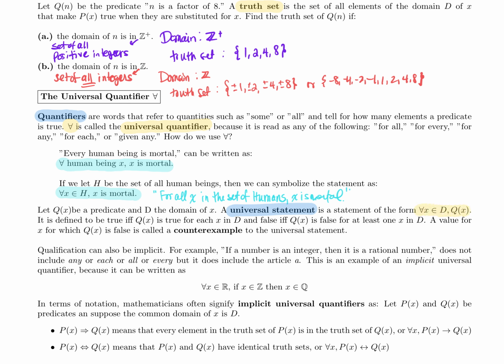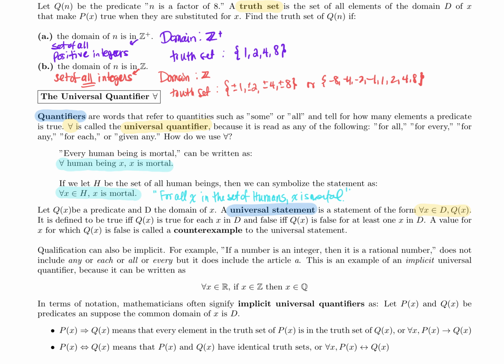I'll highlight there for us. It is defined to be true if and only if Q of x is true for every x in our domain, and false if and only if Q of x is false for at least one x in our domain. If we can find even one time where an element in our domain makes our predicate false, our entire statement is false. And that one false proof, right?